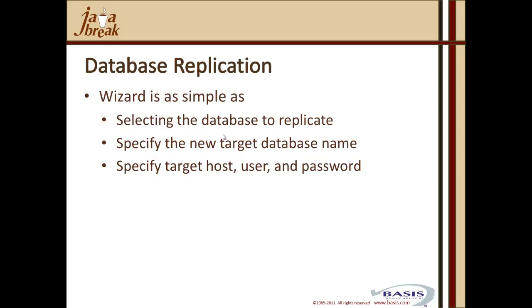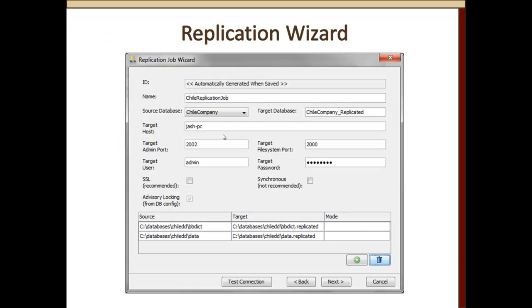So the wizard is as simple as selecting the database to replicate or selecting the directory to replicate, specifying the new target database name, specifying the target host, user, and password. So this is an example within the Replication Wizard of what the replication job looks like.